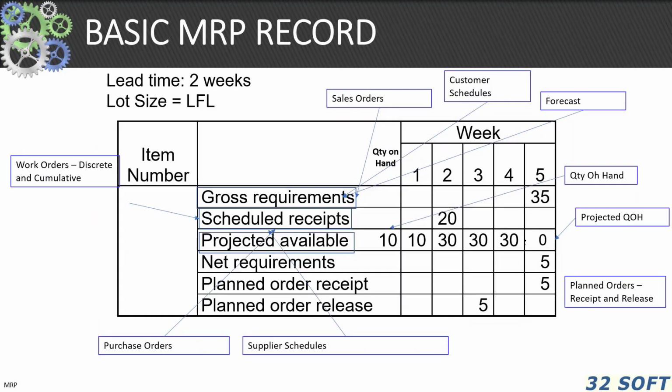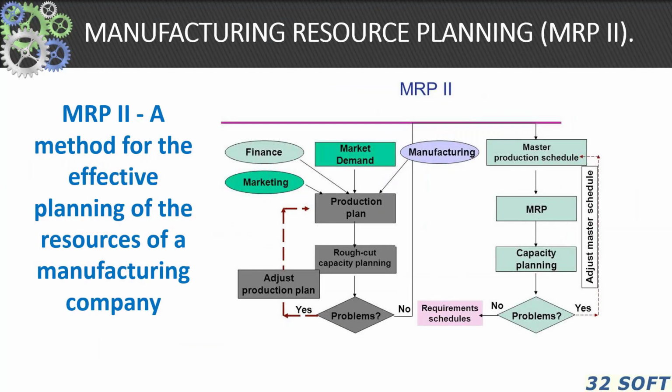Here is the basic MRP grid showing gross requirements, scheduled receipts, projected available, net requirements, planned order receipt, and planned order release dates. We have covered these calculations in several prior webinars, so I'll refer you to the 32Soft website for specifics.